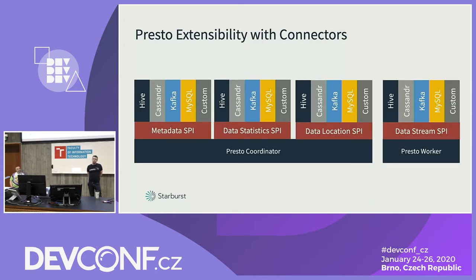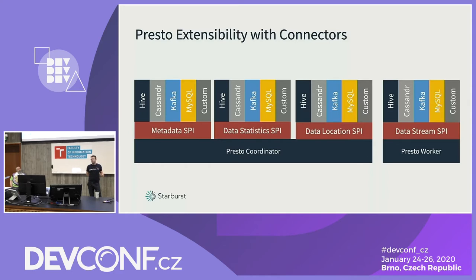As I mentioned, Presto can read from multiple data sources, and this is implemented via a thing called a connector. Within Presto, there is a connector SPI, and if you want to implement your own connector, you have to implement certain classes, certain interfaces of that SPI. For example, you have to implement the metadata SPI to tell Presto what tables you have, what schemas you have, and what the table layouts are.